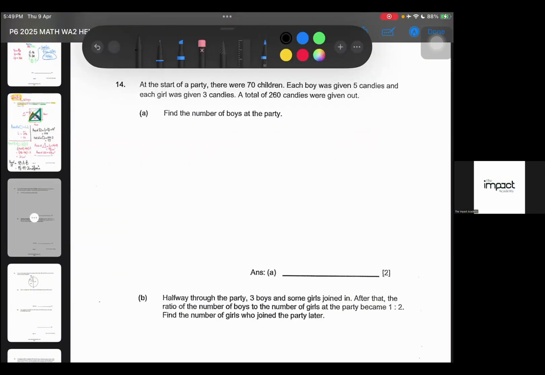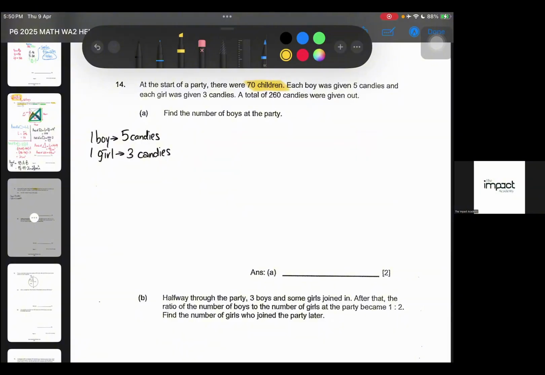Now, at the start of a party, there were 70 children. So there are 70 children in total. Each boy was given 5 candies. One girl was given 3 candies. Now, this is such an important sentence, huh? Or in fact, important equation.